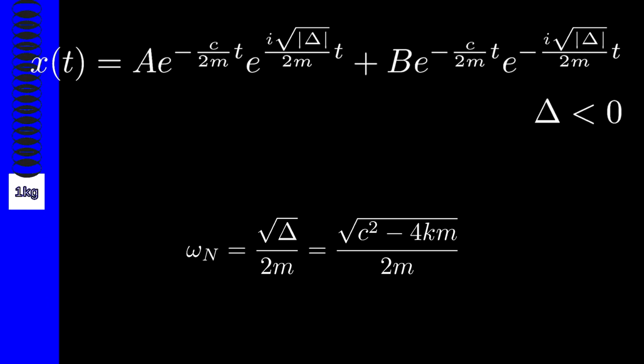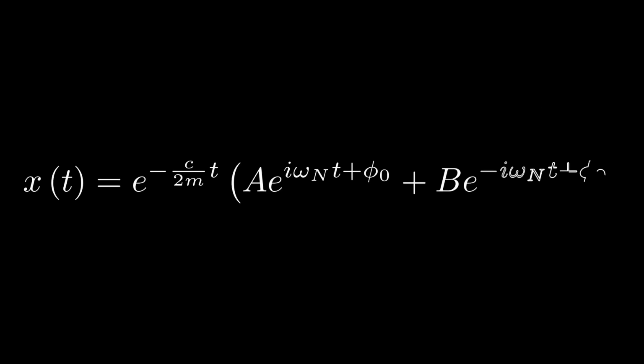The constants A and B represent the initial amplitudes of the oscillation, and if we include the phase constants, our most general solution is this. This solution represents the damped oscillatory motion, and with this solution, all solutions for a mass spring system oscillating within a fluid have been derived.